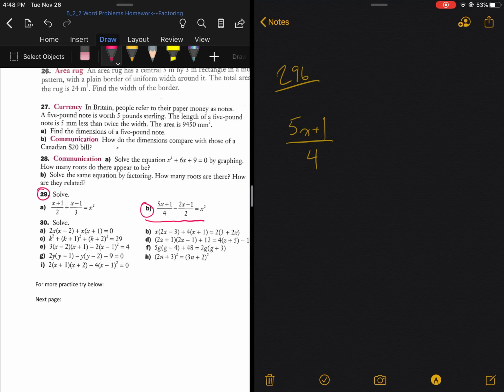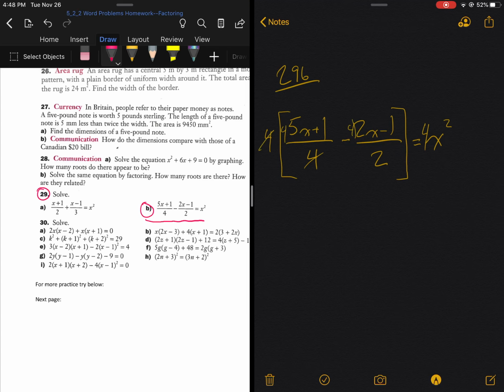Q29b, solve for x. All right, so we have (5x + 1)/4 − (2x − 1)/2 = x². So what's the first thing I want to do? Multiply everything by 4. That should get rid of everything.